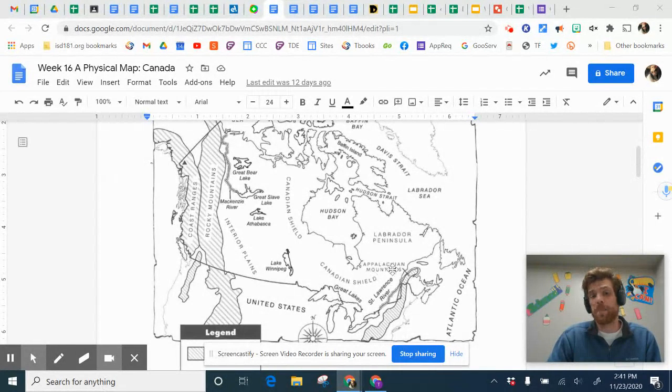Don't forget we have the Great Lakes here as well. And the Appalachian Mountains, we talked about those earlier as well. Just like the Rocky Mountains carry north, so do the Appalachian Mountains here as well. Canada's got a ton of really cool physical features.